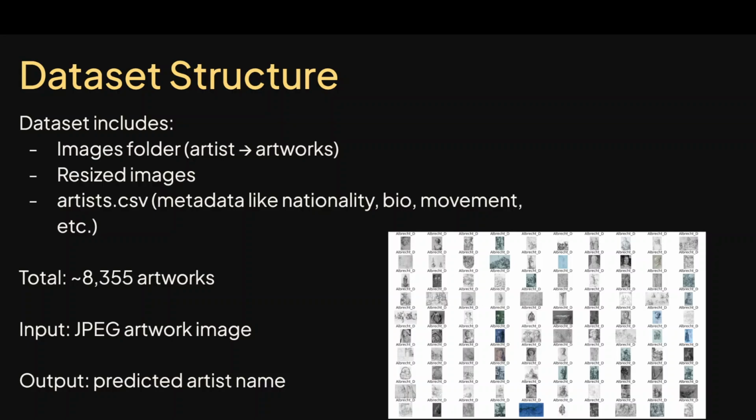The image of the artwork in a JPEG format will act as the input to our CNN, and the output will predict the name of the artist who created the artwork. This means we will only be using one column, the artist's name from artist.csv. We will match the images based on which folder they come from, and the image is part of the dataset and connected to the artist's name.